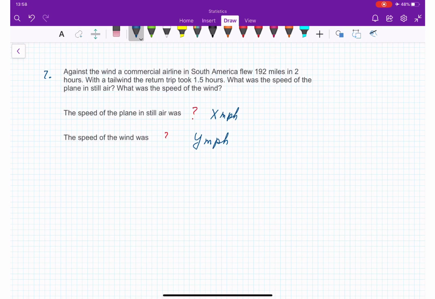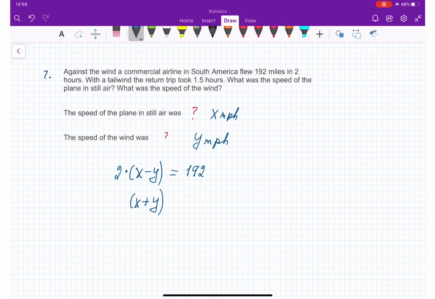So in one case, the wind is going against the airplane, which is going to be slowing down, right? It's going to be x minus y. In another case, tailwind, it's going to help because it's blowing the same direction as the airplane is going, which is going to help the speed. So we're going to get x plus y. Okay, when it's going against, it's taking 2 hours, meaning this is speed times 2. It's going to equal our 192 miles.